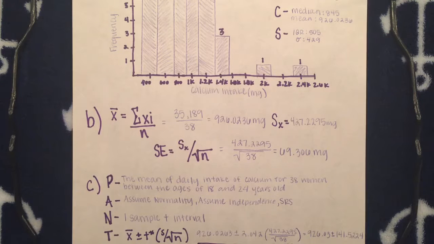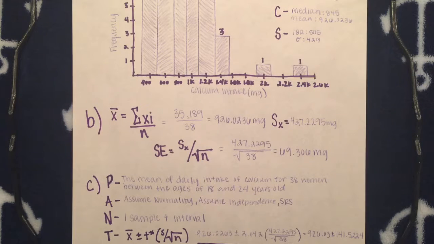Our standard deviation, I plugged into the calculator, I listed all the data and put that in list 1, and I went and found the standard deviation, which was 427.2295 milligrams. Now our standard error is our standard deviation over the square root of our total population, so which is 427.2295 divided by the square root of 38, which I got to be 69.306 milligrams.